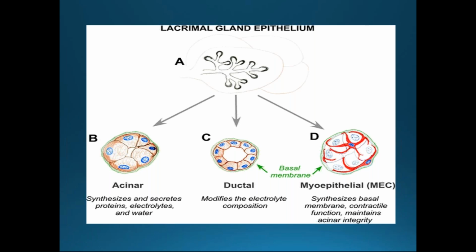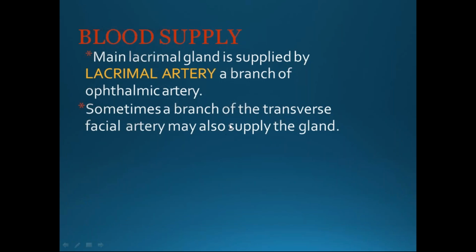The main lacrimal gland is supplied by the lacrimal artery, which is a branch of the ophthalmic artery. Sometimes a branch of the transverse facial artery may also supply the gland. It is predominantly supplied by the lacrimal artery, a branch of the ophthalmic artery.